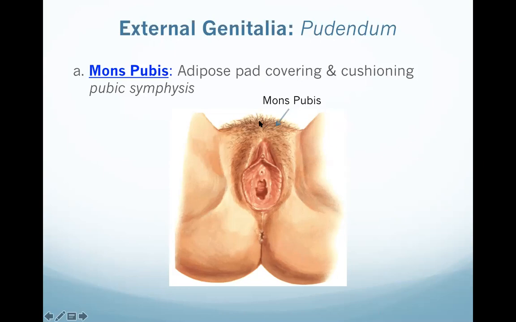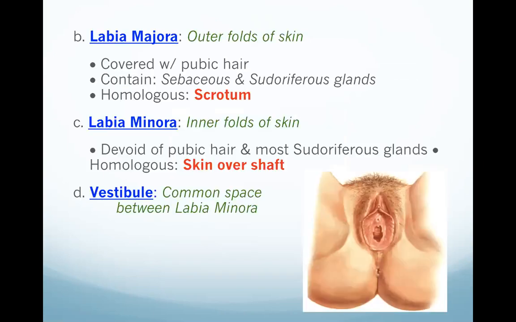So during intercourse, when you're hitting that pubic symphysis, it's a little bit of a cushioning there. We have the labia majora and labia minora. Remember, the labia majora are going to be outer folds. They're going to have pubic hair on them and sebaceous and sudoriferous glands. So they're going to secrete sebum or oil, and they're also going to create an odoriferous secretion, similar to your armpits. So they're going to have odor to them. And these are homologous to the scrotum in the male. So the scrotal tissue and the labia majora are homologous, derived from the same embryonic tissue.